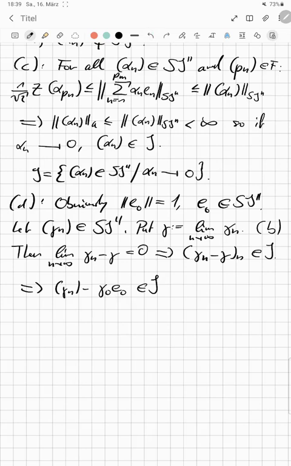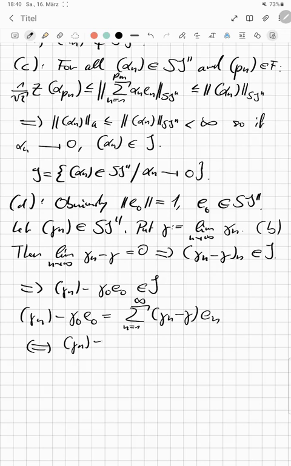But we know that J has a basis, which is En. So we know that since this vector is a part of James space, that gamma n minus gamma 0 E0 has such a representation right here with regards to that basis. And now we can just pull that over to the other side and get that gamma n is equal to gamma 0 E0 plus this representation.